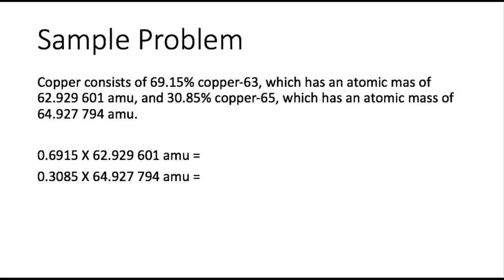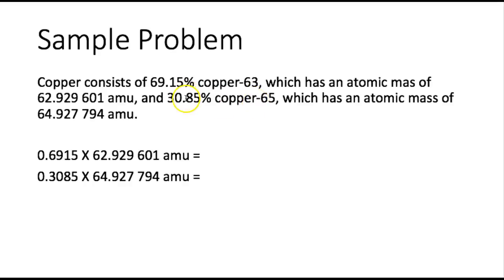So if we take a look at our sample problem, we see that the percent of copper-63 is 69.15%. I want to express that abundance as a relative abundance in decimal form and not a percent abundance. So to get rid of the percent, I divide by 100, which moves my decimal point 2 places to the left. So this gives me a relative abundance of 0.6915. I'm then going to multiply my abundance by my mass for that particular isotope. So for copper-63, my mass is 62.929601. So I put that mass down here. So I'm going to take 0.6915 times 62.929601.